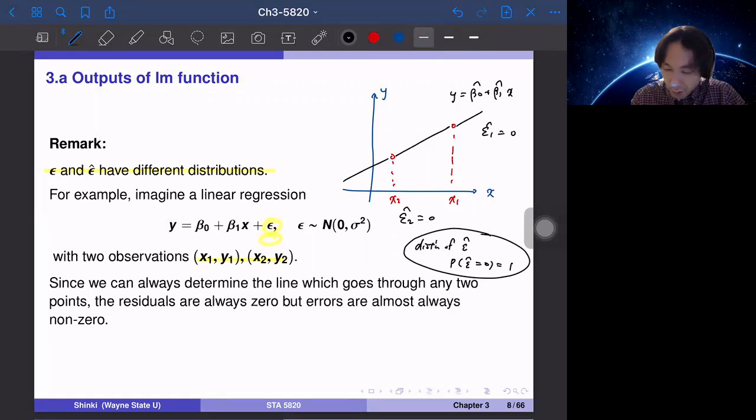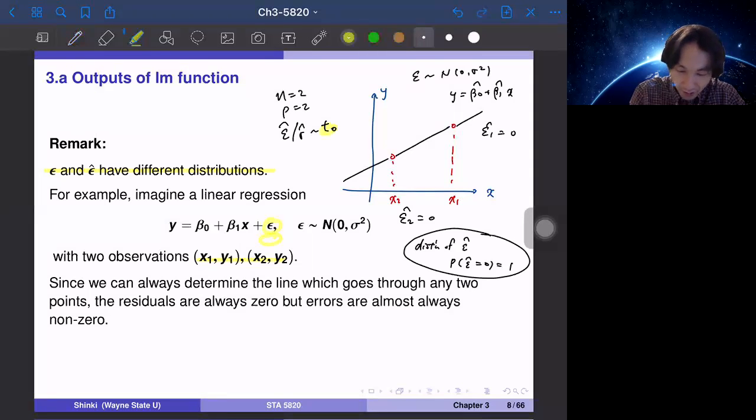So it's different from the original distribution. The original distribution is normal with mean 0 and variance sigma squared. So it's totally different. Actually, if n is equal to 2 and p is equal to 2, then epsilon hat divided by sigma hat follows a t distribution with df 0, but with df 0 we cannot define the t distribution. So anyway, we cannot think about it, but if n is slightly larger, we can still see what the distribution of epsilon hat is.